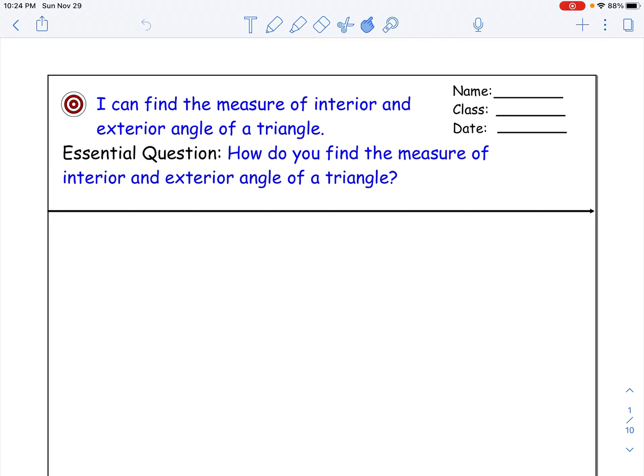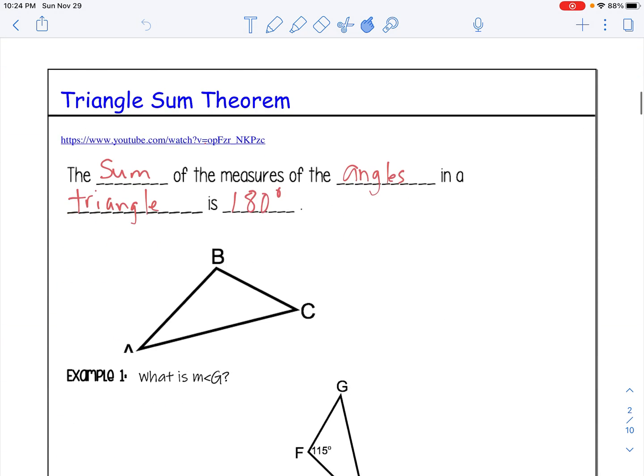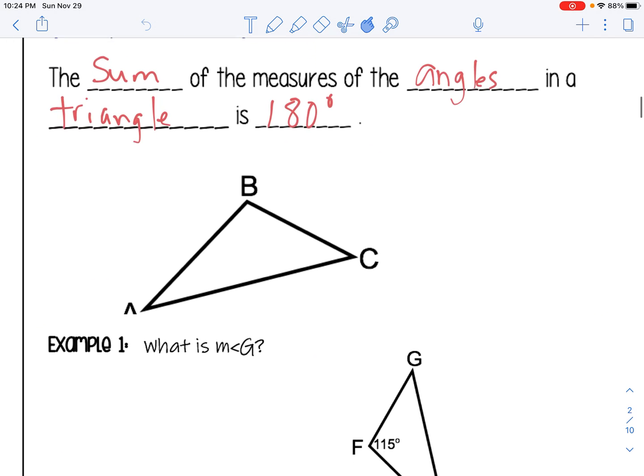What we're going to talk about with triangles today is we're going to find out what the measure of all the angles of a triangle add up to. And then we're going to talk about how we can find what we call an exterior angle based off of two of the remote interior angles, or the opposite angles would be another way to look at it. Okay, so first off, we're just going to fill in the blanks here.